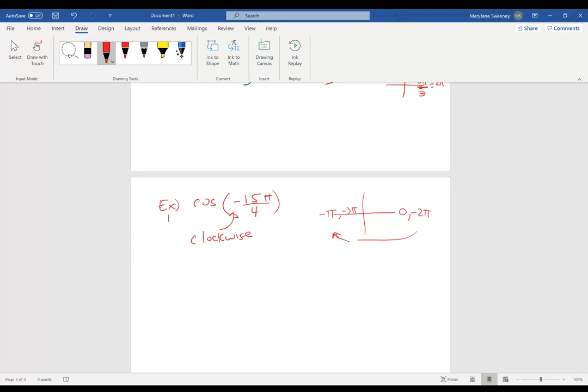So I want to think, where would negative 16 pi over 4 be? Well, negative 16 pi over 4 would be here, right? It would be equivalent to negative 4 pi. If it's negative 4 pi, my even pi's are on the right. So that would be kind of where 0 or 2 pi would be. So now keep in mind, though, I'm going clockwise, because it's a negative angle, so negative 15 pi over 4 is here.